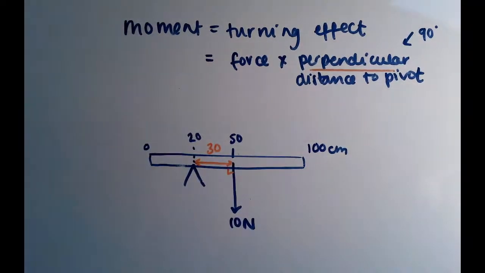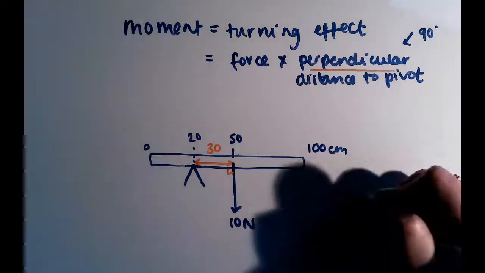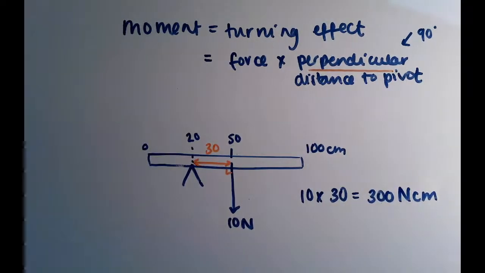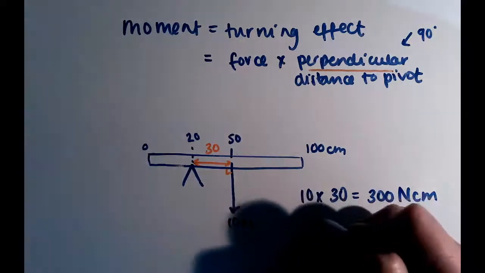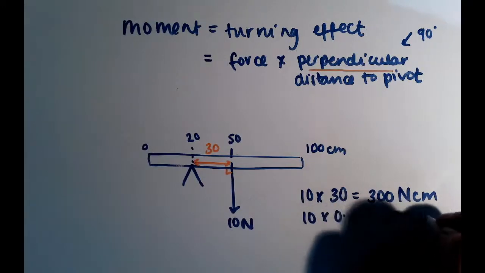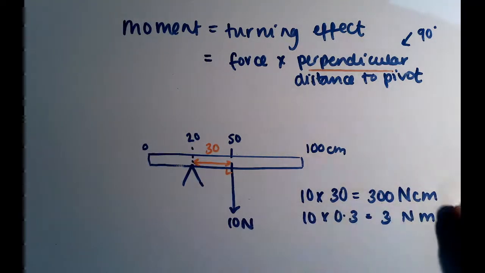Okay, so the force times the perpendicular distance here is going to be 10 times 30, and that's going to be 300 Newton centimetres. Okay, I can express that in Newton metres by doing 10 times 0.3 metres gives me 30 Newton metres. Okay, that's not right, is it? Gosh, sorry, terrible maths here. Been a long day of making videos. It's 3 Newton metres. Okay, and so it doesn't matter which one you quote so long as you use the right unit. Okay, so that's at its most simple.